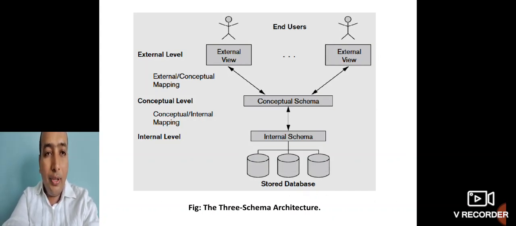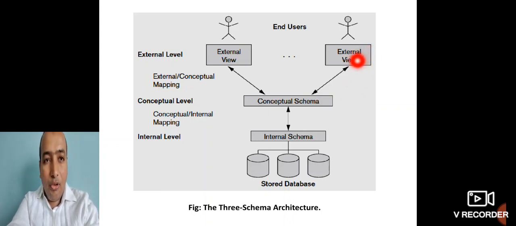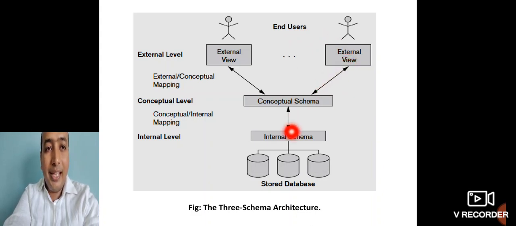See, at the low level you can see here you have what? Stored databases there. So above that we have what? Your internal schemas, and above that we have what? Your conceptual schema, and above that we have your external views there. You can see there you can have multiple external views, and all the views are coming from your different end users there.